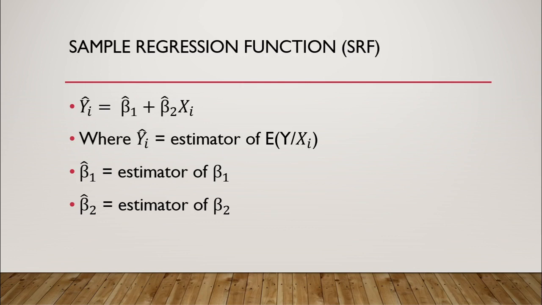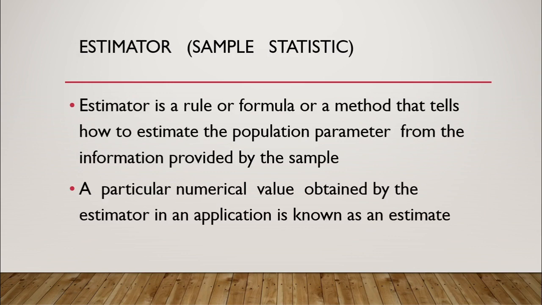So the sample regression function is slightly different from the population regression function. The sample regression function is written like this: yi hat is equal to beta 1 hat plus beta 2 hat xi, where yi hat is the estimator of the expected value of y given xi, and beta 1 hat is the estimator of the true population parameter beta 1, and beta 2 hat is an estimator of the true population parameter beta 2. So what is an estimator? Estimator is also known as a sample statistic.